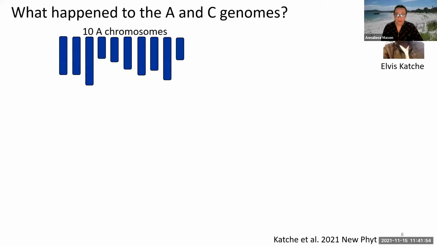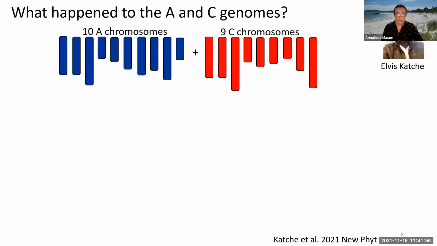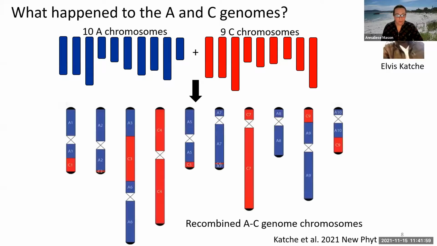We started with 10 A chromosomes and 9 C chromosomes. And at the end, we ended up with these recombined AC chromosomes here. There are actually 2 copies of each of these chromosomes. But you can see we have recombined some of these chromosomes. We have partial A1, partial C1, A2 is mostly there. Some chromosomes are inherited intact. We have a whole C4 and C7, and then an A8. So these are all homologous chromosome pairs. This is our new stable karyotype.